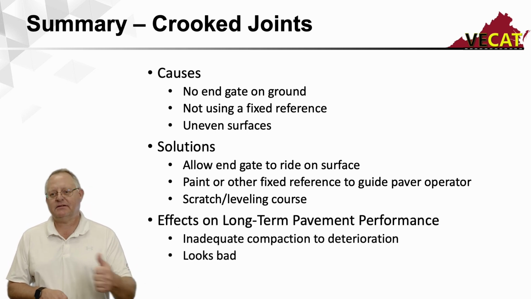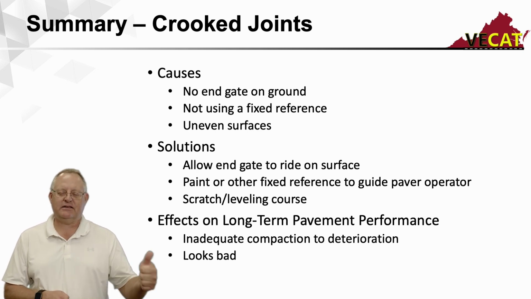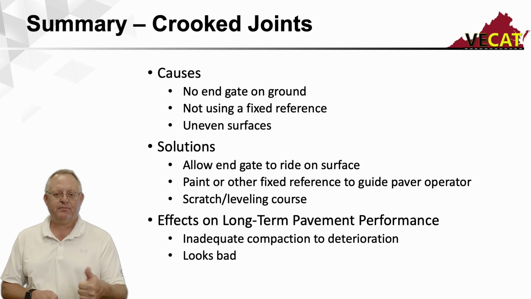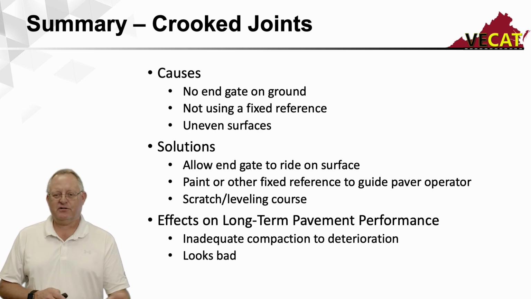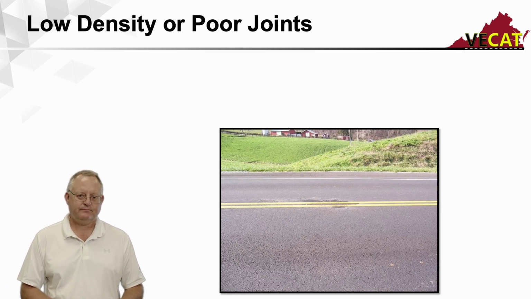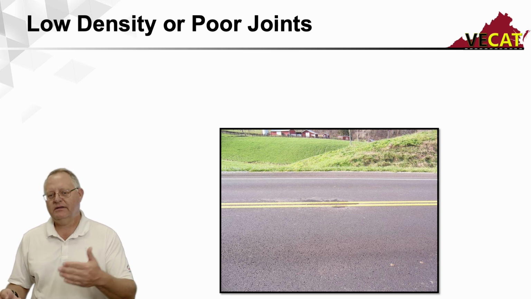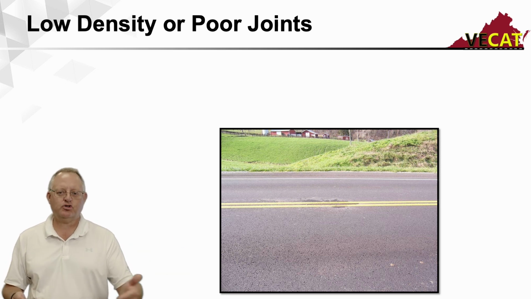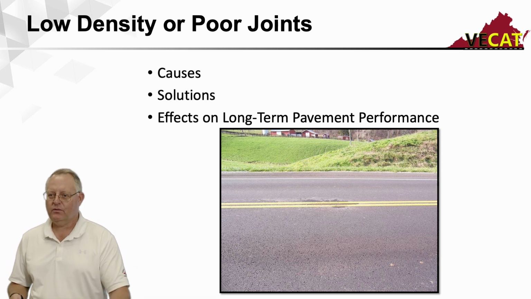What's the impacts? If we don't have the joint compaction properly, it deteriorates. As it deteriorates, it leads to premature either crack sealing or patching and replacement of the surface. And if it's crooked, it just looks bad. Aesthetically, it's not pleasing. What else do we see at joints? Well, low density at our joints. So what causes it? What solutions?